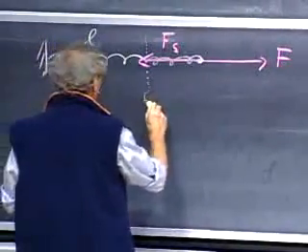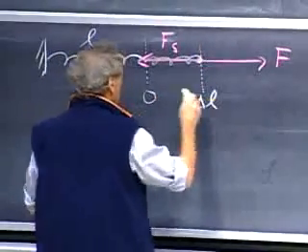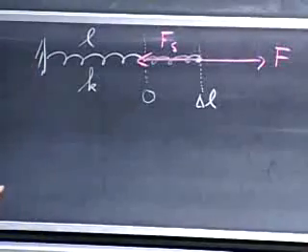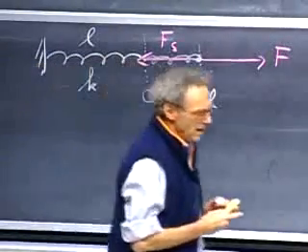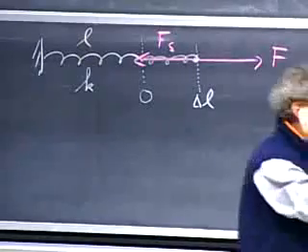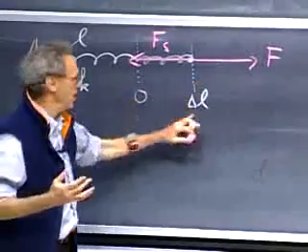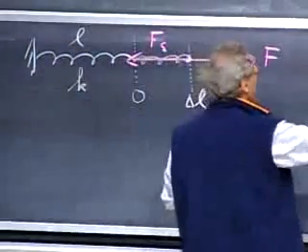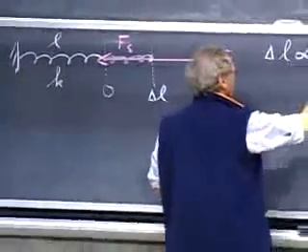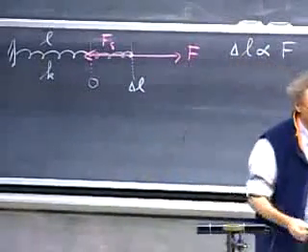I call this the zero position, and let's call this now delta L instead of x, what we have done before. If I double the force, delta L will double. Hooke's law says that the force is linear with delta L. In other words, delta L is proportional with F. Nothing new, as long as Hooke's law holds.